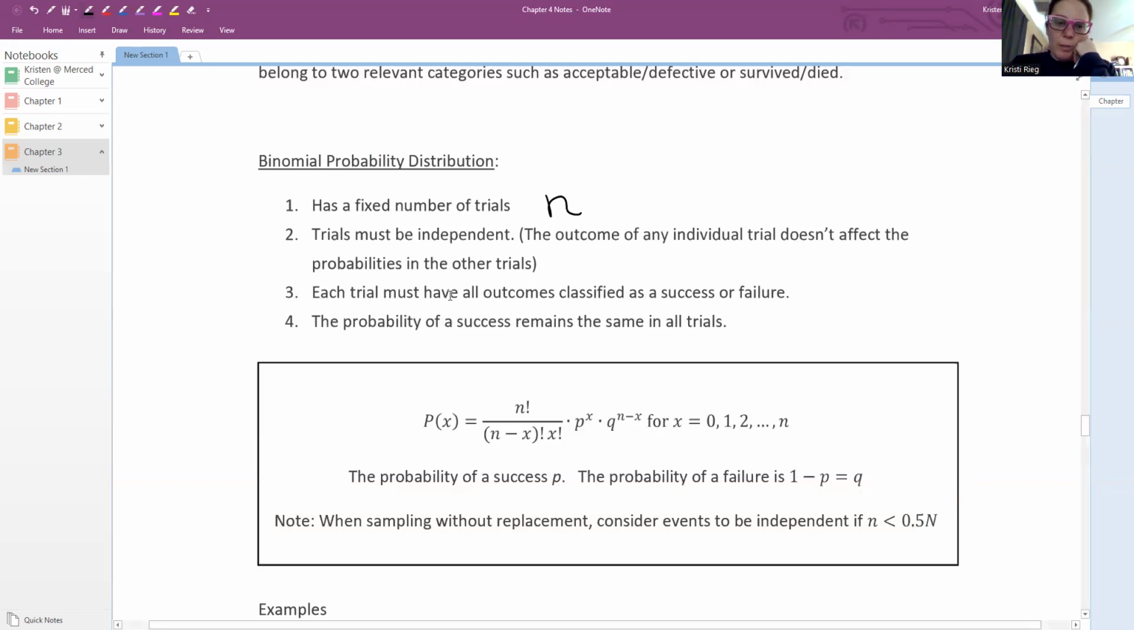Okay, each trial must have all outcomes classified as a success or as a failure, and we need to know which is which.